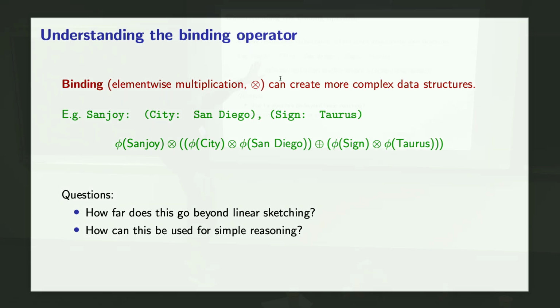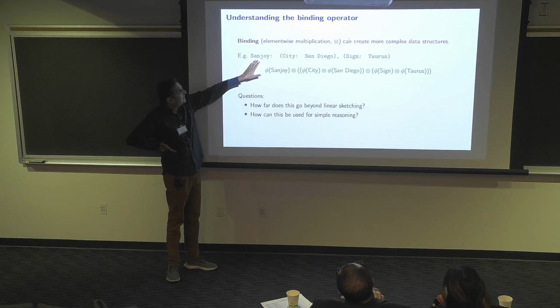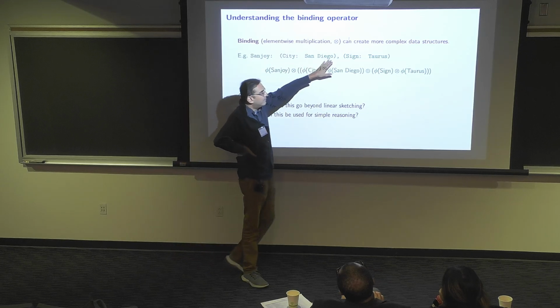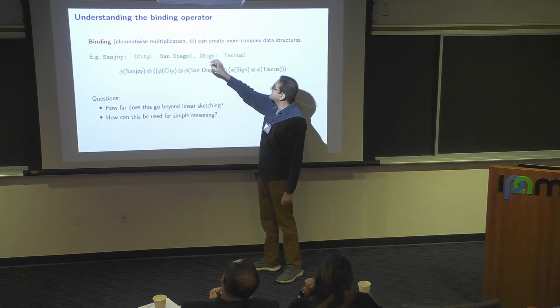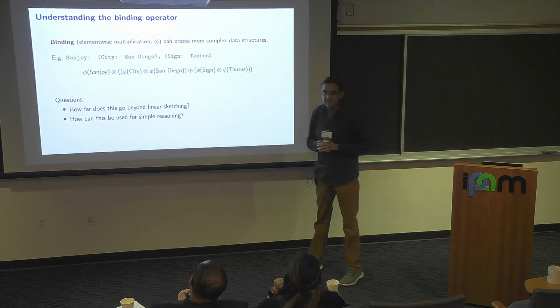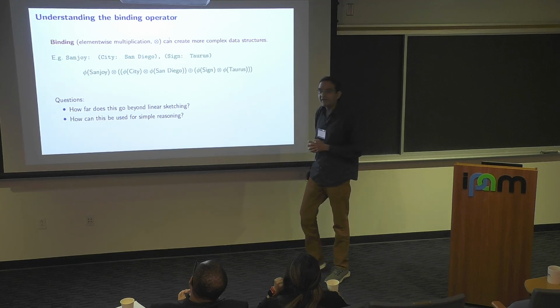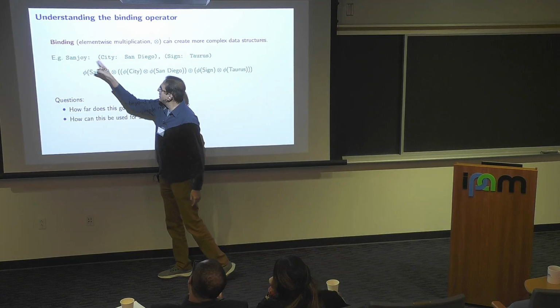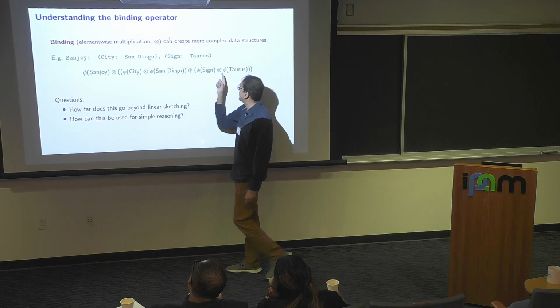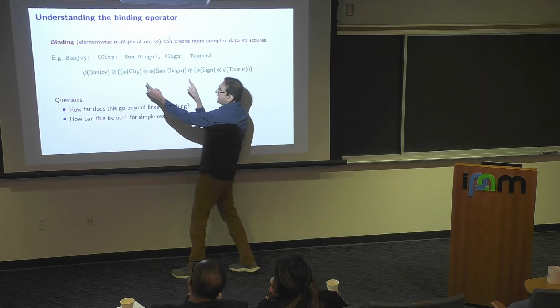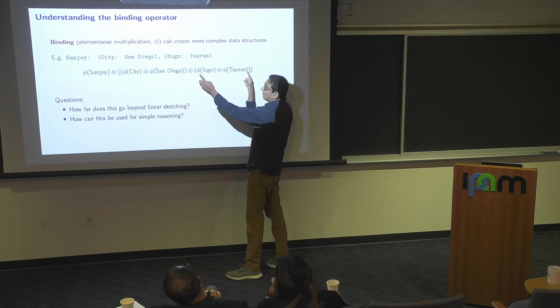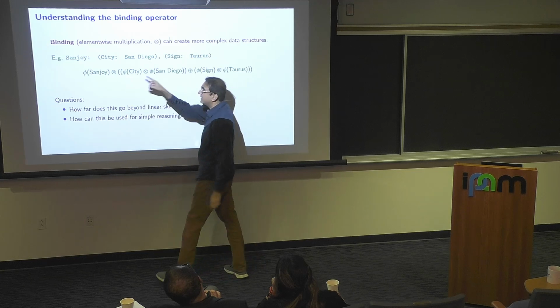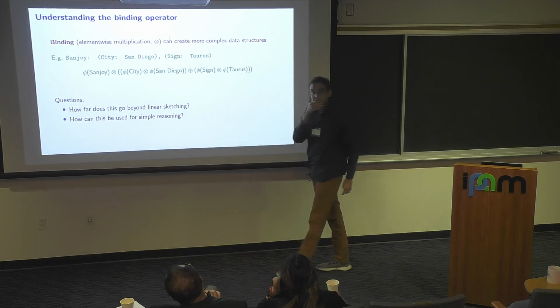So for example, suppose I wanted to store a certain type of information. Suppose I wanted to associate my name with two attributes that I have: that the city I live in is San Diego, and my zodiac sign is Taurus. Then I would use the binding operator, and I would do it like this. I would first look at the encodings for each of these things: Sanjoy, city, San Diego, sign, Taurus, and so on. I would create a tuple in which I bind together city and San Diego, and bind together sign and Taurus. Then I would bundle these together and finally bind them to me. So this is how I would store it.